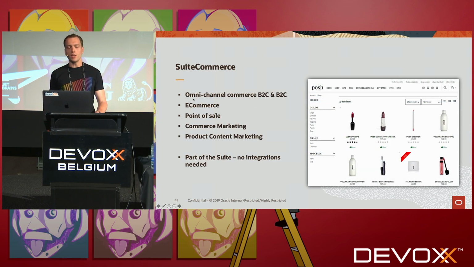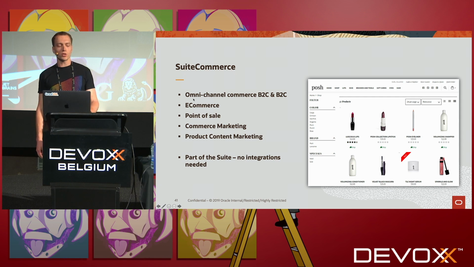A part of the suite is a commerce solution. So the flagship is SuiteCommerce. I'm a part of a commerce team in Brno, Czech Republic. We support B2B, B2C. It's an omnichannel solution. Point of sale. This is very convenient for our customers because there's no integration needed. It kind of works out of the box with the rest of the suite.